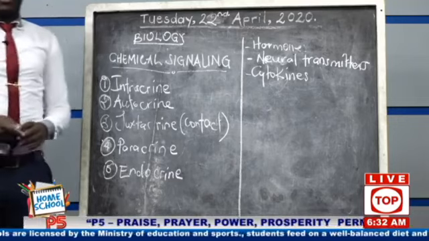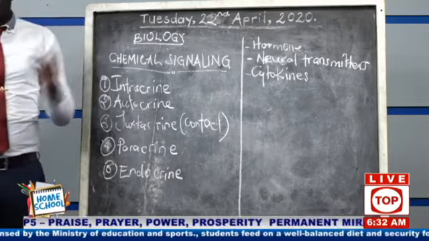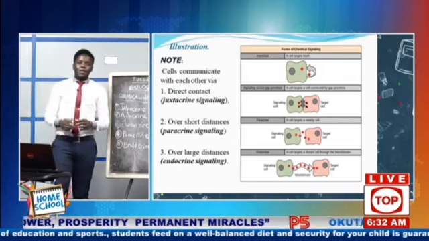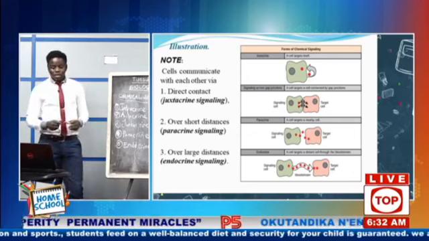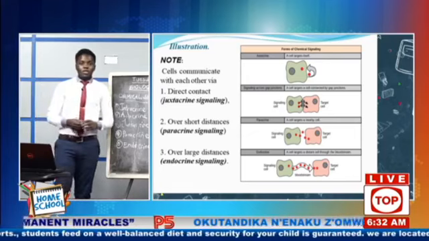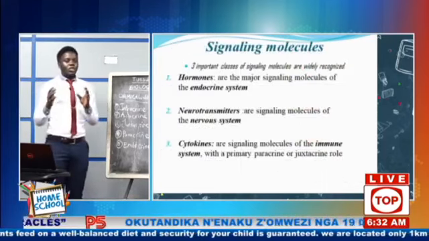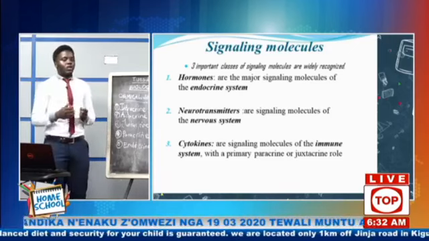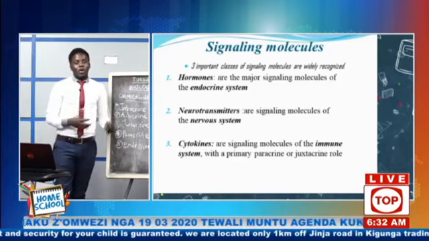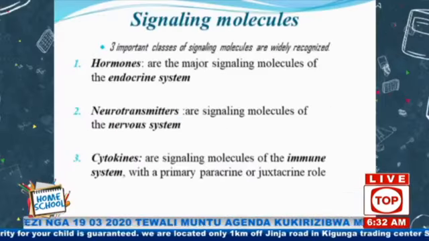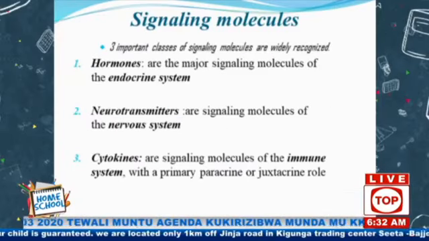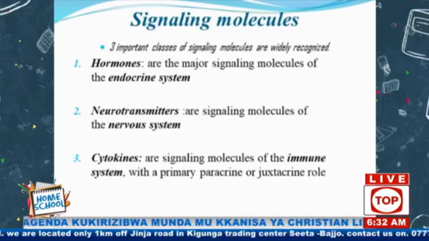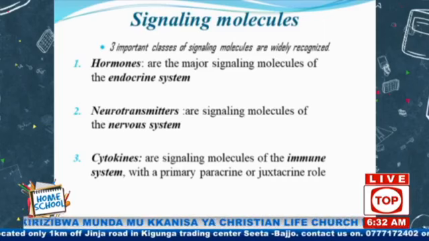Okay, hormones. These are the major signaling molecules. Please take me to the next slide. Hormones are the most abundant. They are the key part of chemical signaling. Most organs, most cells use hormones. They are the major signaling molecules of the endocrine system.